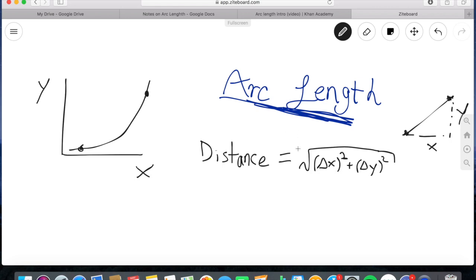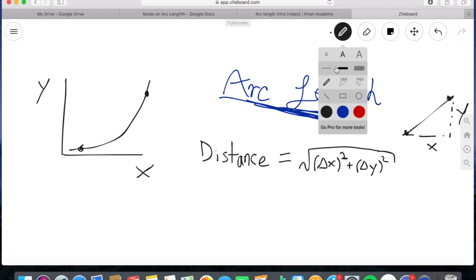Even though we can't use the distance formula itself because this is a curve, not a straight line, this distance formula does play an important role in where the formula for arc length comes from. If you remember back when we were first doing integration, we had the Riemann sums. Essentially we take a bunch of little shapes to estimate what the area underneath the curve would be. For arc length, we can approach it in a similar manner.